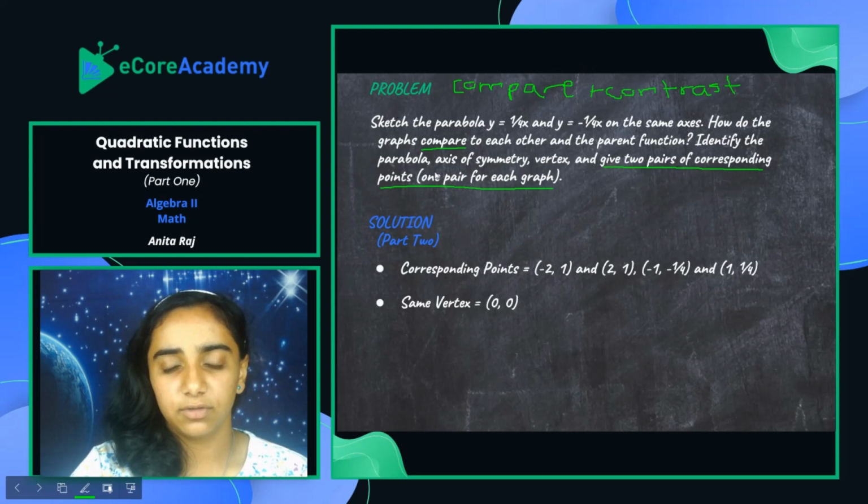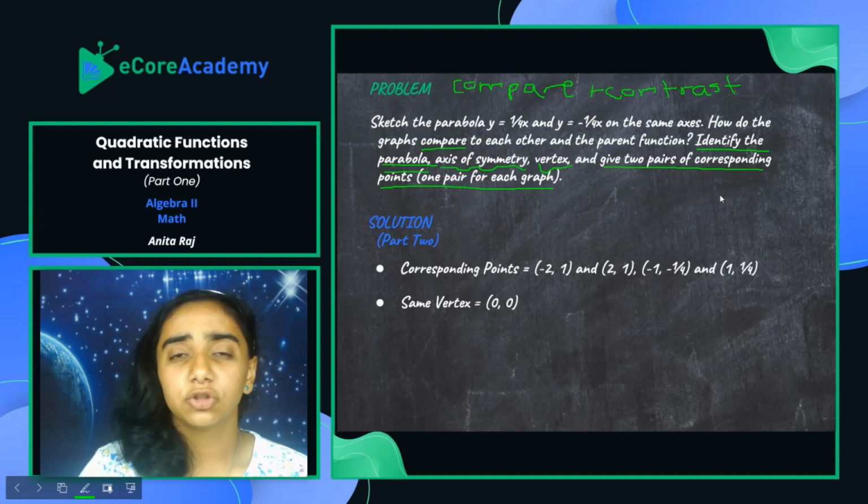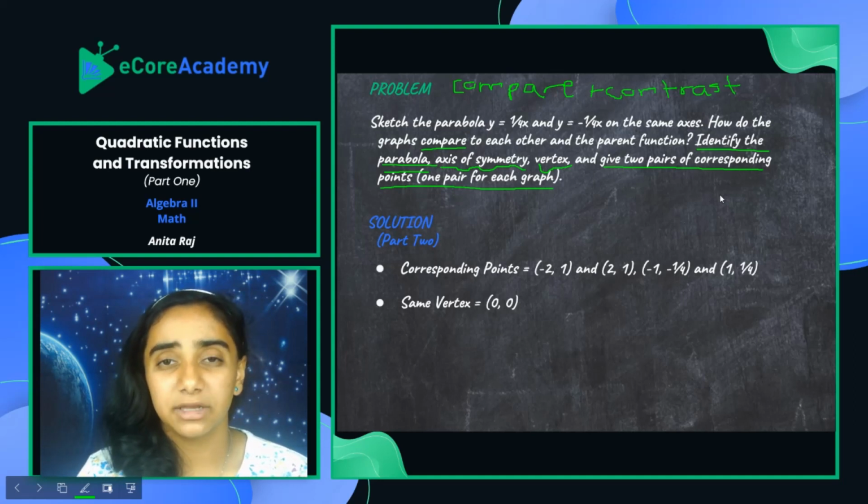So how are we going to do that? Well, let's consider these factors. Identify the parabola. Okay, we did that. How about the axis of symmetry? And then we have the vertex. And then what about the domain and range? Look at all these other factors that we can compare and contrast. Look down here. The first thing I compared was the vertex.